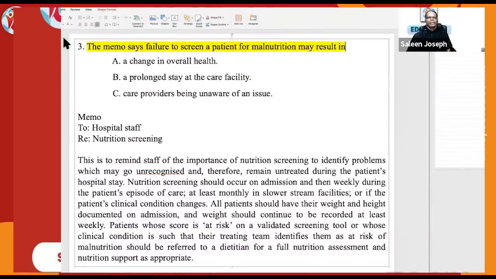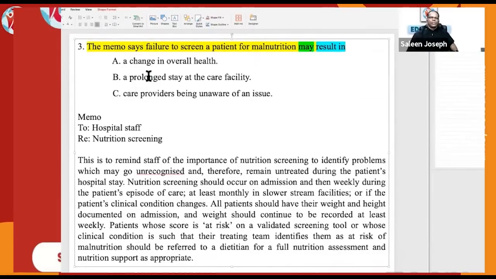What are the hedging words? The whole thing is known as the question stem, and the other A, B, C are the answer options. So the first step, we have to identify the hedging words, or the keywords, in the question stem. Could you tell me what are the main words or phrases in the question stem? Result in. So they are asking for a result, right?